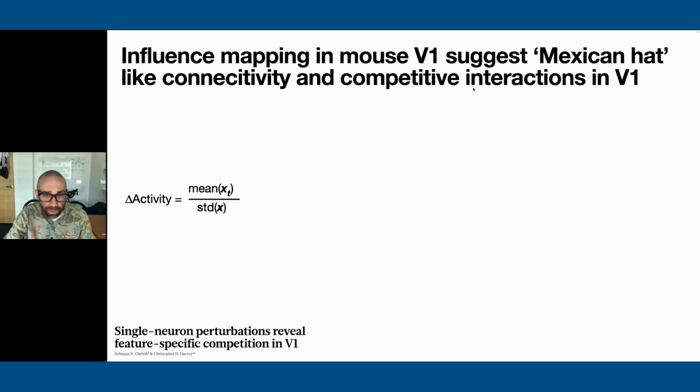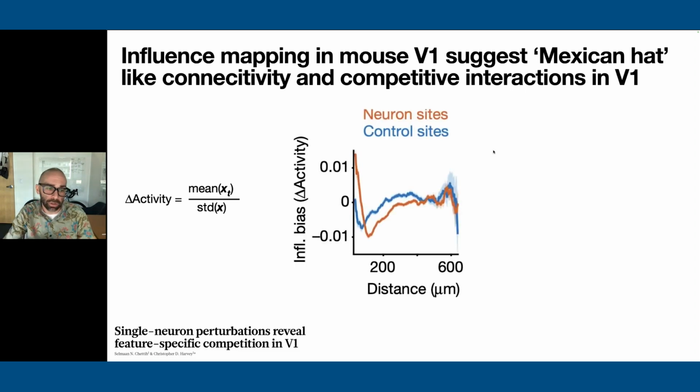Basically, they stimulate a given cell, look at how the activity changes, and use that change to define what they call the influence, and see whether that is excitatory or suppressive. The Mexican hat component here comes from looking at this curve. If you just pay attention to the orange line, nearby, within distances of 0 to 100 microns, there are positive influences, and then it drops really far down, goes suppressive, and then comes back up to about 0-ish around 250 microns. This is the Mexican hat-like structure that people would see.